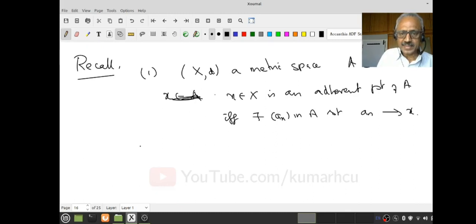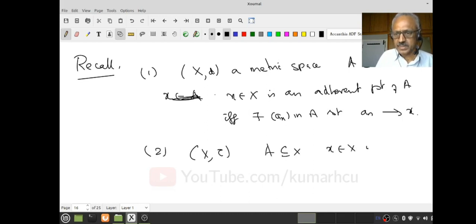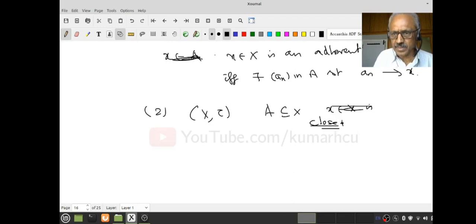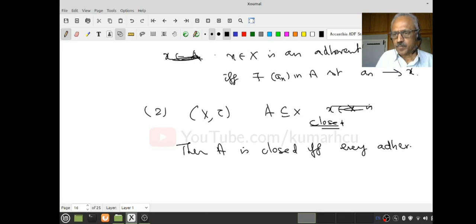Right? And the second fact is, again, this is in any topological space (X, tau), and A is a subset of X. Then A is closed if and only if every adherent point x in capital X lies actually in A.